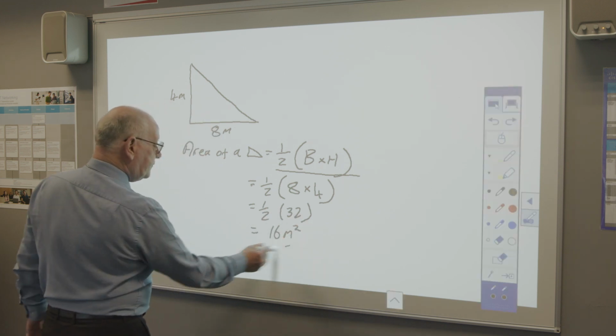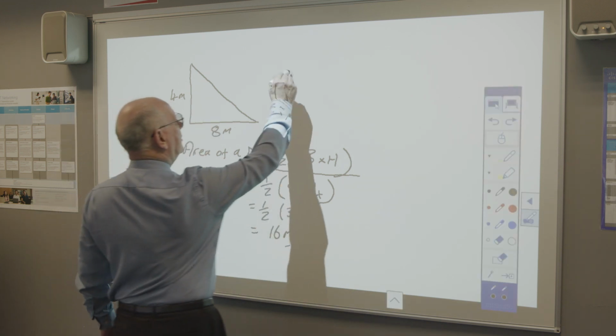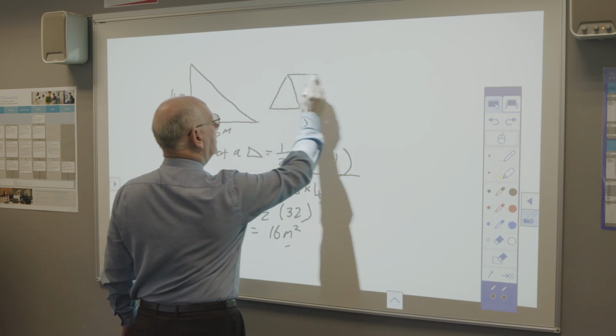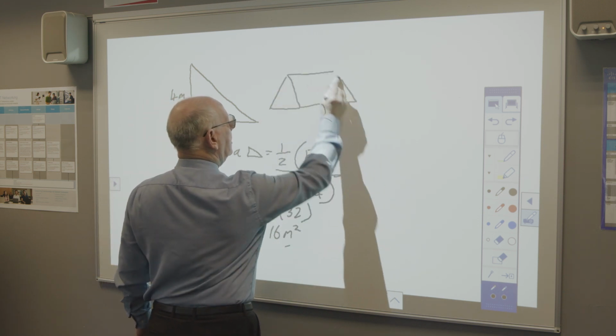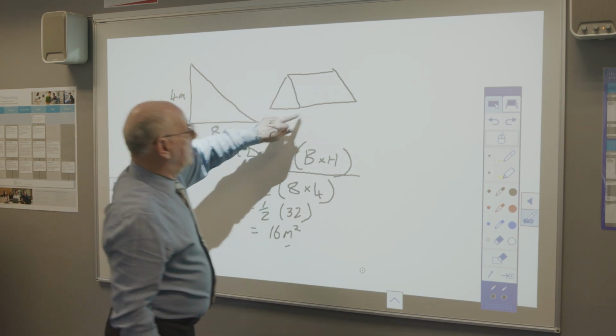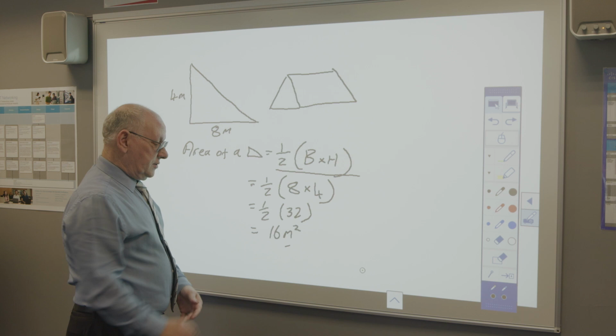And that's it. So with that shape that we had just, you'd work out the area of this, times it by the length.